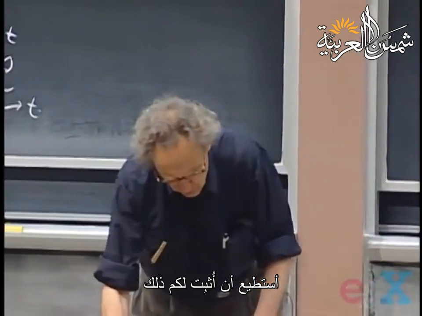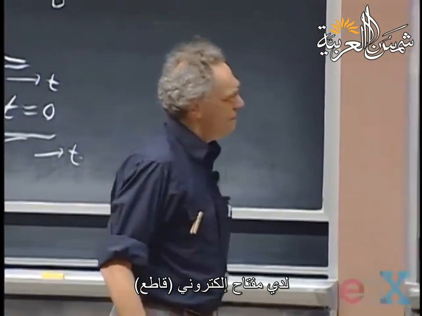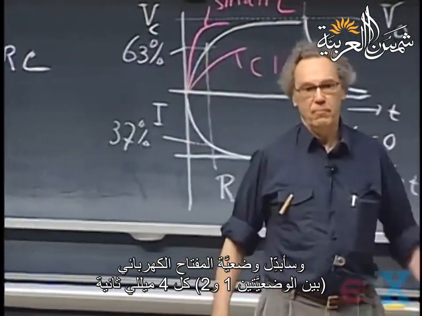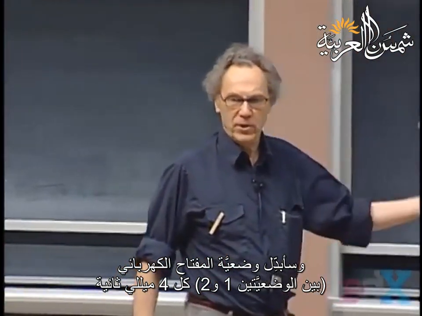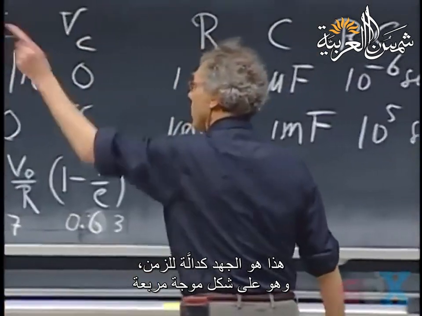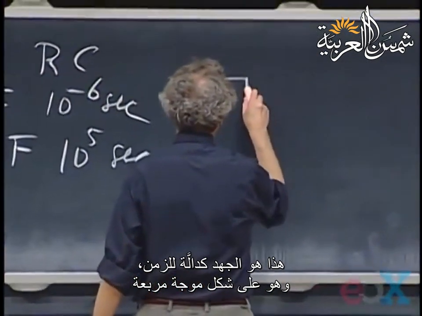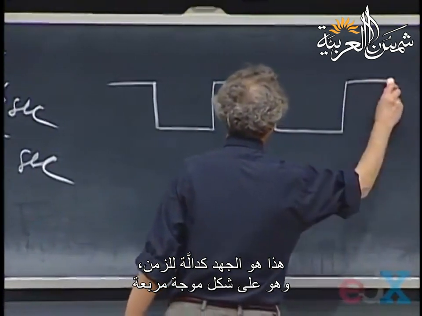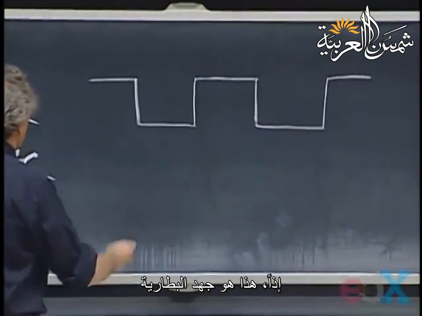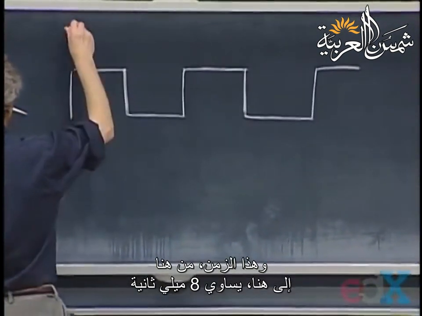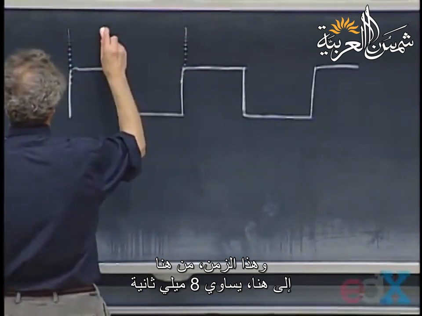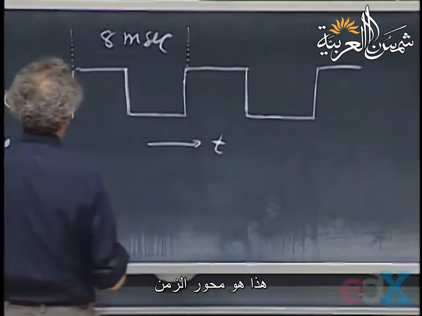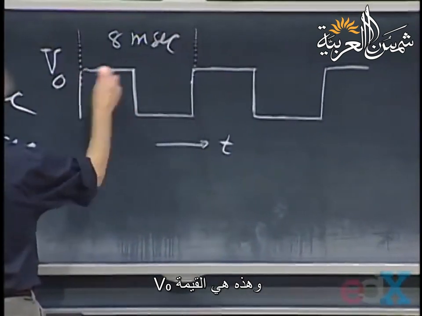I can demonstrate this to you. I have an electronic switch, so I go between 1 and 2. Every 4 milliseconds I throw the switch. And so what I have is, as a function of time, what we call a square wave. So this is my battery, and this time here, from here to here, is 8 milliseconds. This is time. And so this is that value V0.